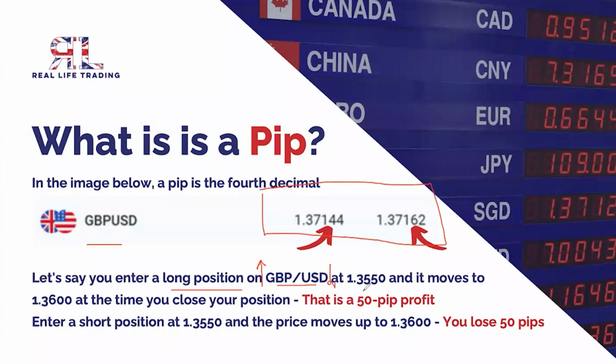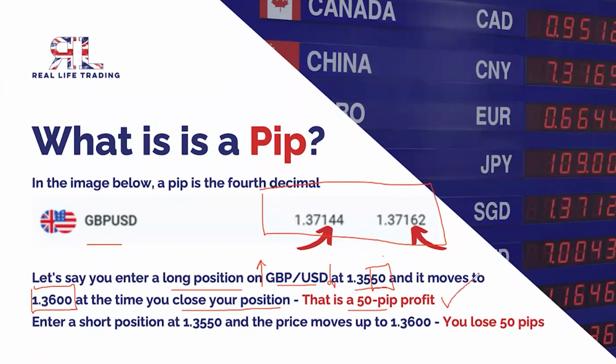So the price at the moment is 1.3550. Okay. Now, these are numbers that we're going to focus on. We're going to focus on these two numbers here. And by the time that we close our position, the price now is this number here, which is 1.3600. So that is a 50 pip increase. And if we've gone long, then that's a 50 pip profit.